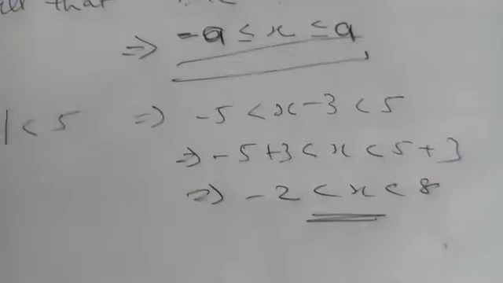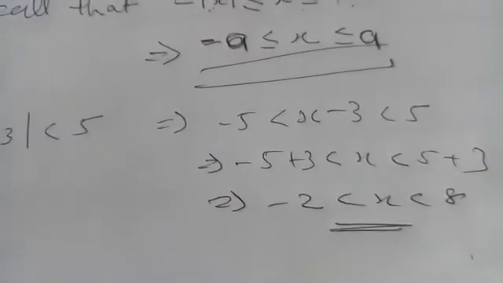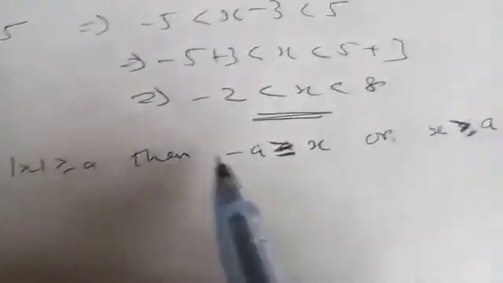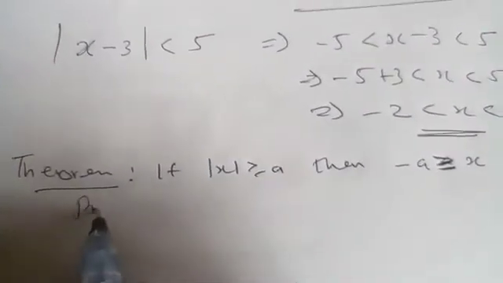So the same thing goes for the greater than. So the theorem says if absolute value of s is greater than or equal to a, then s is less than or equal to minus a, or s is greater than or equal to a. So the proof is left as an exercise.